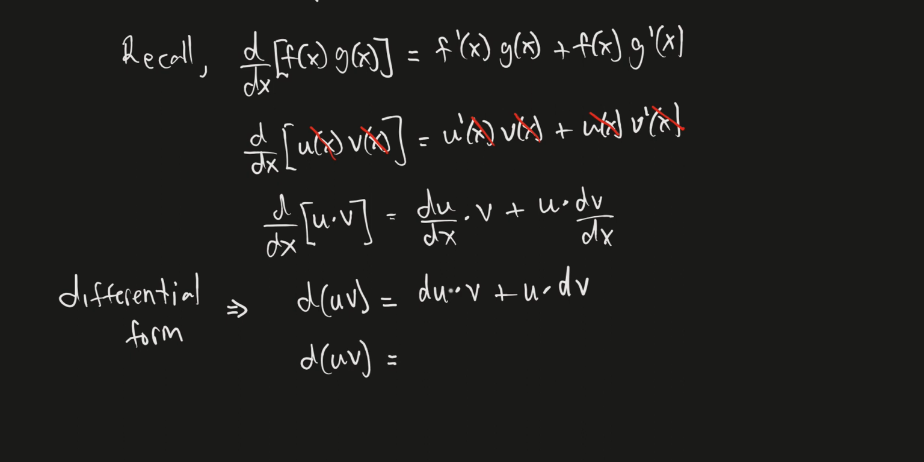What they might do is, since this is a product right here, it's this differential times this function. Since it's a product, I can write it as v du plus u dv, right? So this is another version of the product rule. Now, why is this important?